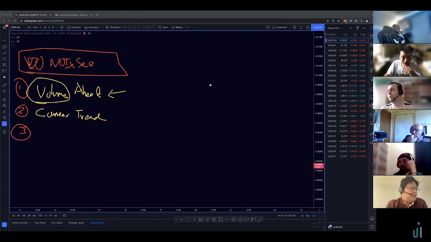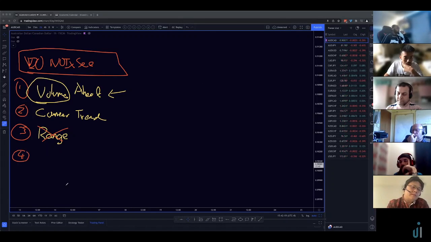Yeah, and also on the 1 hour, if we see the price is just in the middle of a range, then we don't want to do that, because we are trading the trend pullback. We need a trend to be able to work. So no trend, no trade. Yeah. All right. Volume, counter trend, range. What else?